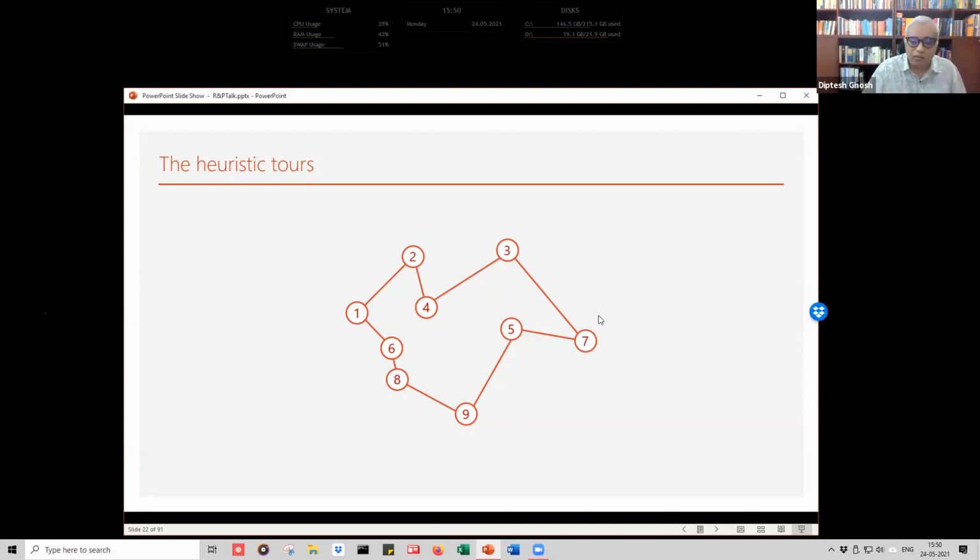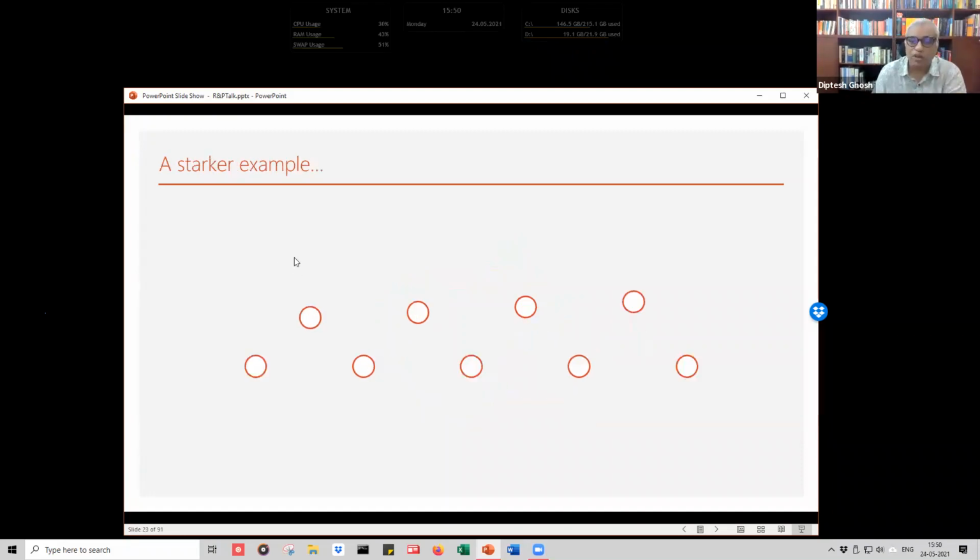Here is a quick, starker example of how my nearest neighbor heuristic may not do the best that I want it to do. For instance, let us suppose that I have two sets of points, one set lying like this, another set lying like this. Here, all the points are on this line. Here, all the points are on a slightly elevated line. And the way I have made these points is that the distance between this point and the next point on the other line is shorter than the distance between this point and this point on the same line.